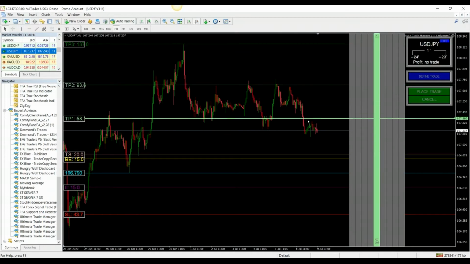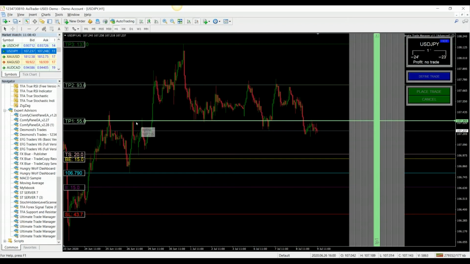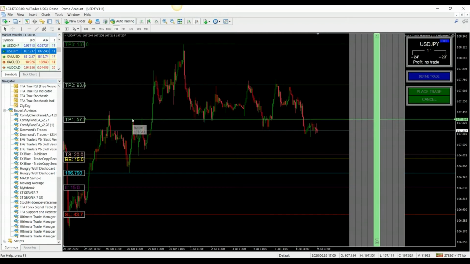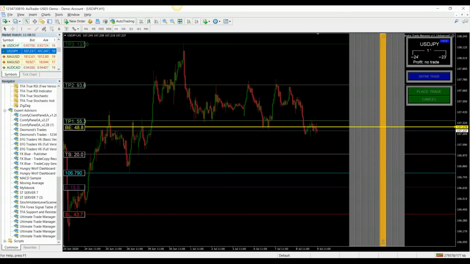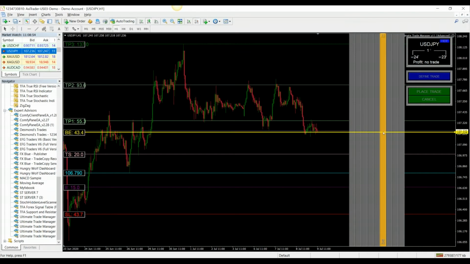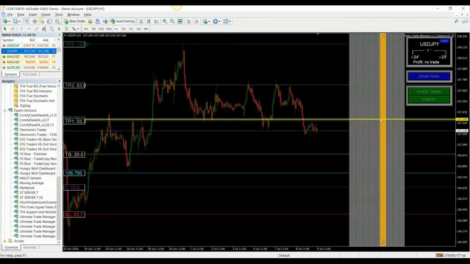Where's my first partial profit? I notice there's this supply area over here, so I'm just going to put it here. I can see price tends to hover around this area quite a bit. Where's my break even? Technically, if price breaks past this level, I don't mind moving my stop loss to break even.